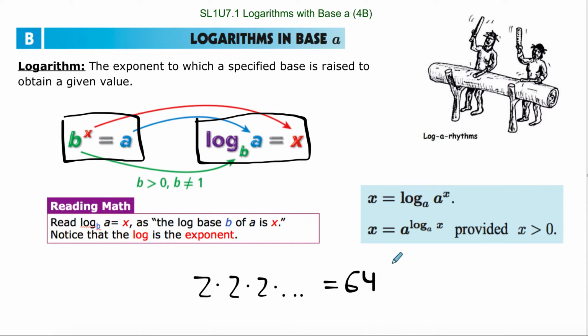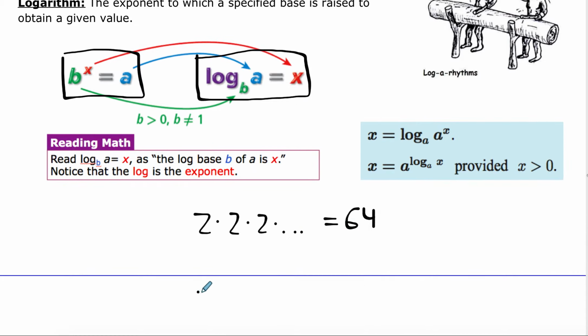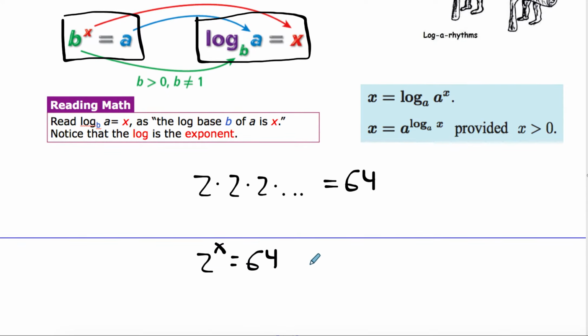As an exponent, you could say 2. I've got a bunch of them, I don't know how many, but I want to get to 64. You could do this in your head, right? And say, all right, well, 2, 4, 8, 16, 32, 64. So x should be 6, I think, right?